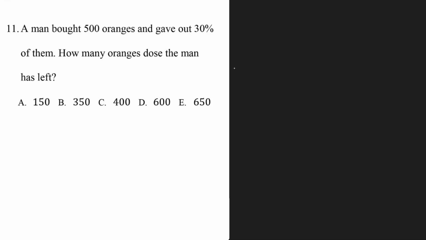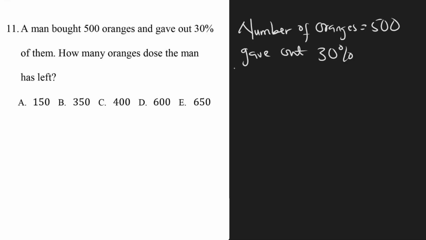So question 11 says, a man bought 500 oranges and gave out 30% of them. How many oranges does the man have left? So remember that he bought 500 oranges. So number of oranges, 500, right? And he gave out 30%. So how many oranges does he have left?